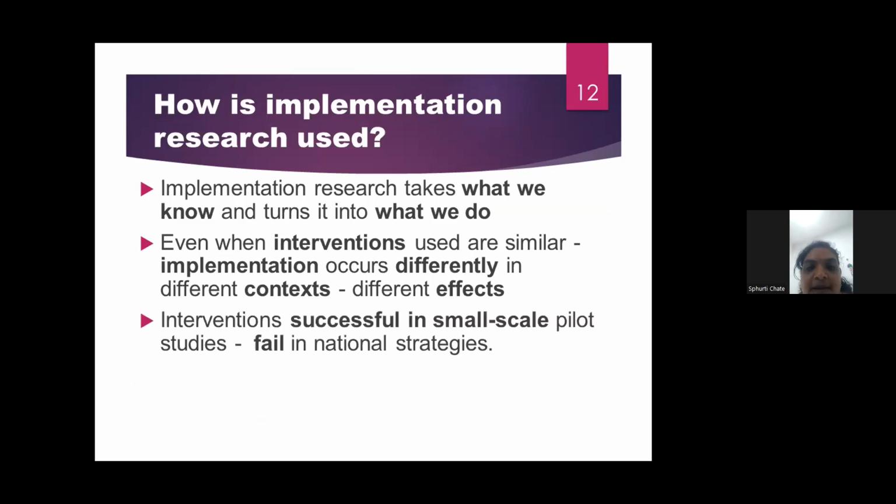Next slide, please. So if we see certain interventions, they work very well at smaller levels, involving very few people. But the same thing, if we use it in a larger population for a bigger health program, especially in national health programs and other strategies, they heavily fail. So this shows the importance of implementation research, and it has to be used with context specificity in the real world, involving various factors.